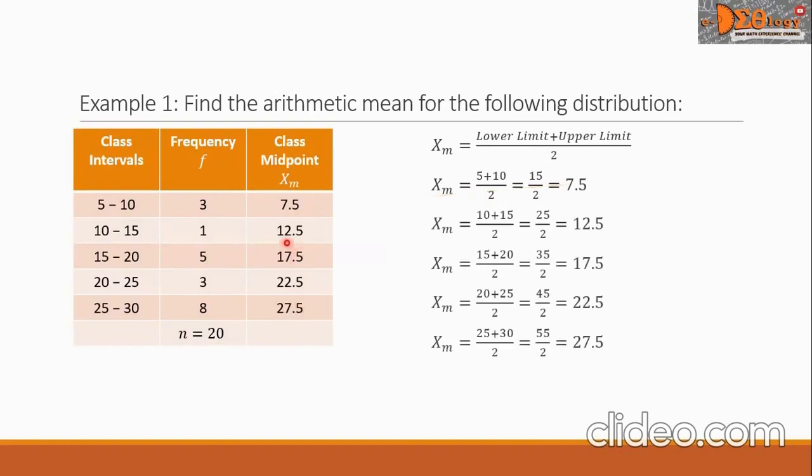So you see, this 12.5 comes when we add 10 and 15 divided by 2. This 17.5 comes when we add 15 and 20 and then divide by 2. The 22.5 comes when we add 20 and 25, then divide by 2. The 27.5 here comes from 25 plus 30 divided by 2. So we are now complete with the column for class midpoint.